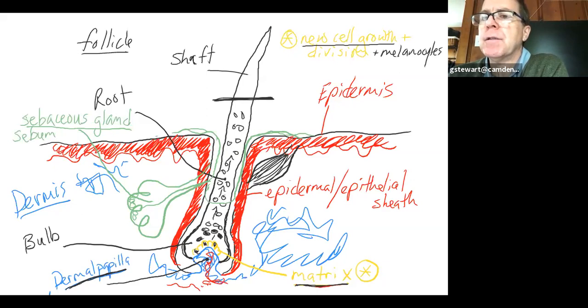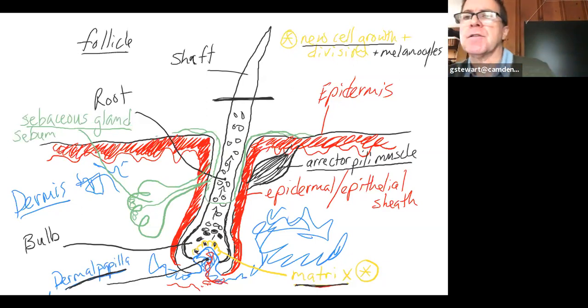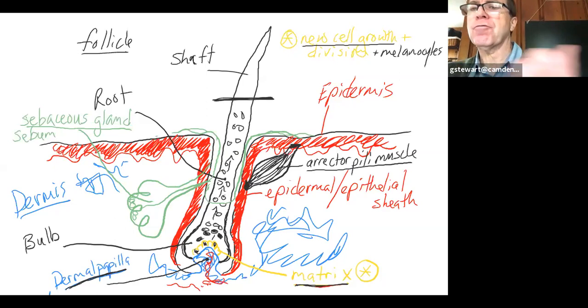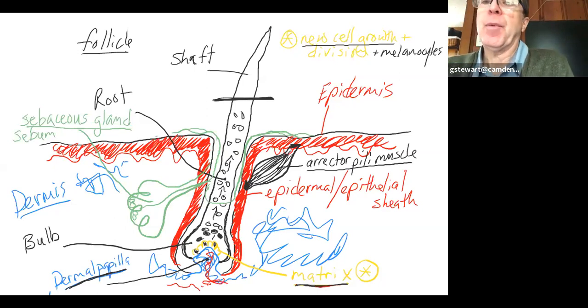So this thing is called an erector pili, P-I-L-I, muscle. This is a smooth muscle. That means we don't have conscious control over its contractions. It's a smooth muscle associated with every hair follicle, and it attaches from the wall of the follicle down here to below the surface of the skin up here. And when it contracts, it causes our hair to stand up on end.